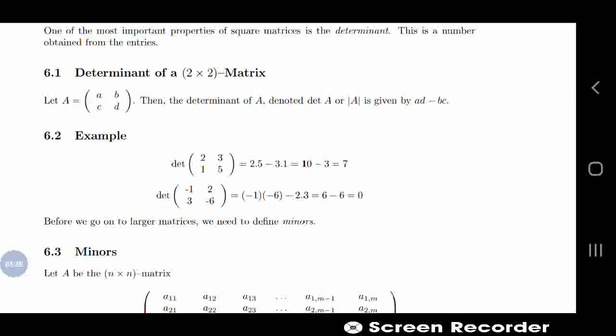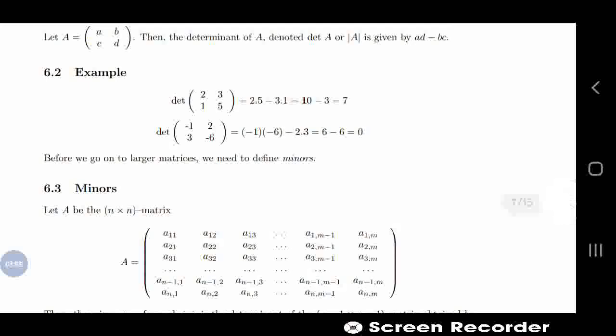Next, the determinant of minus 1 2, 3 minus 6. So therefore minus 1 into minus 6 minus 2.3. Here if we multiply these, it will be 6 minus 6, which is equal to 0, like that.